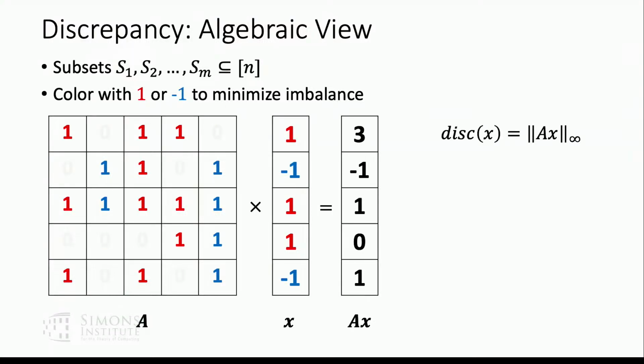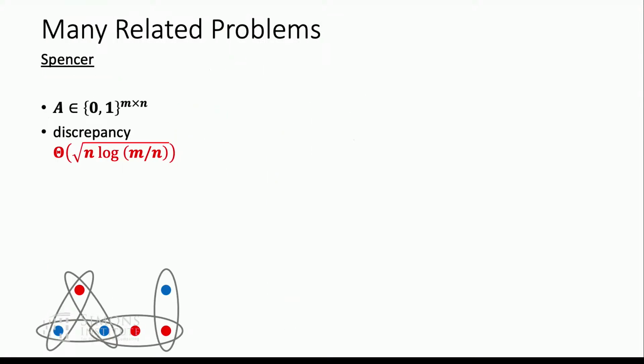I'm going to get as an output a vector where the absolute values of the elements encode the discrepancies that this coloring gives me for each of these sets. So basically, using this linear algebraic view, we can see that the discrepancy of a coloring x is just going to be the infinity norm of Ax. Good. Now, this is not the only problem that people care about.